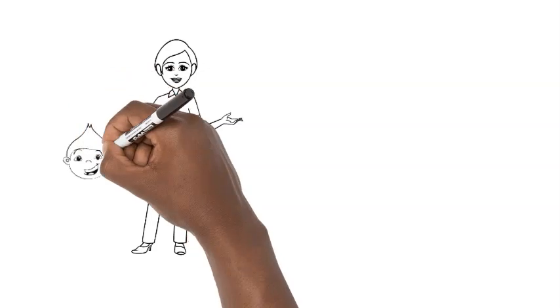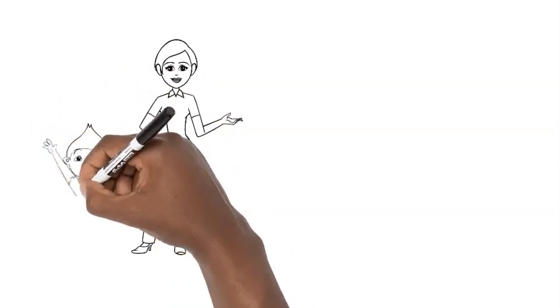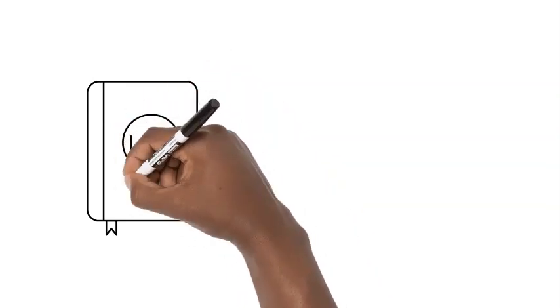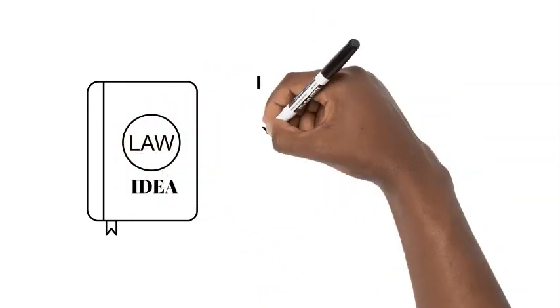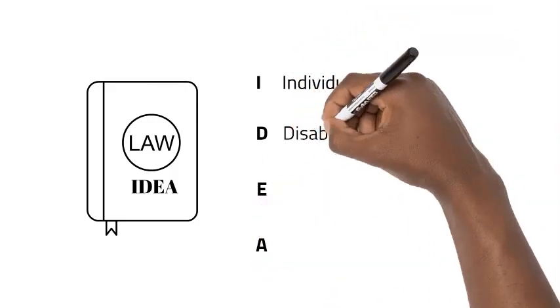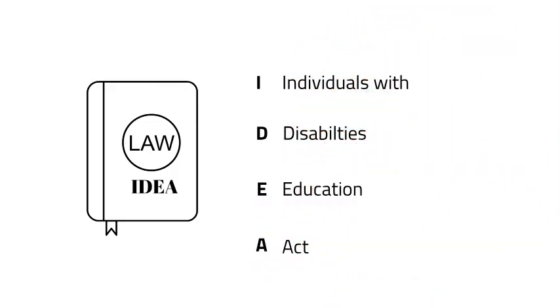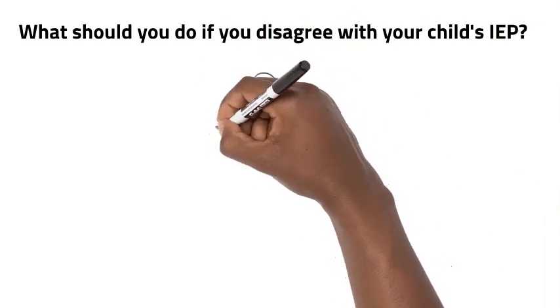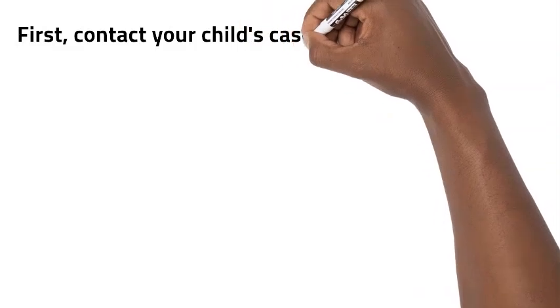I want to talk to you about the rules regarding public education for children with disabilities. In our previous videos, we discussed the Individuals with Disabilities Education Act, or IDEA, which is the federal law that outlines your child's right to a public education. We also talked about Individualized Education Programs, or IEPs. But what should you do if you disagree with your child's IEP? Here's what you can do.